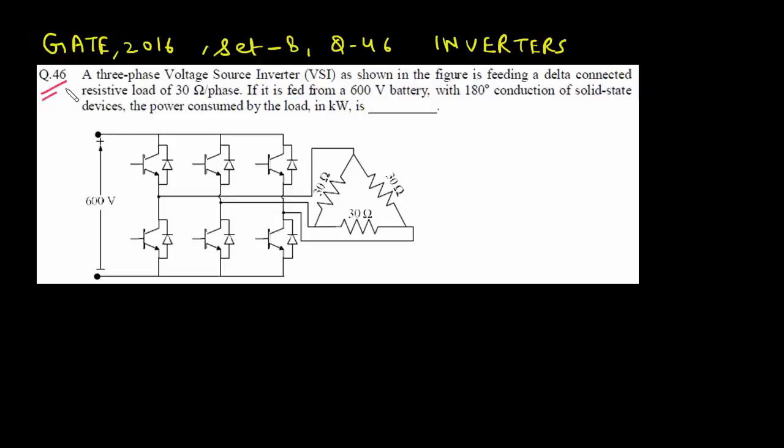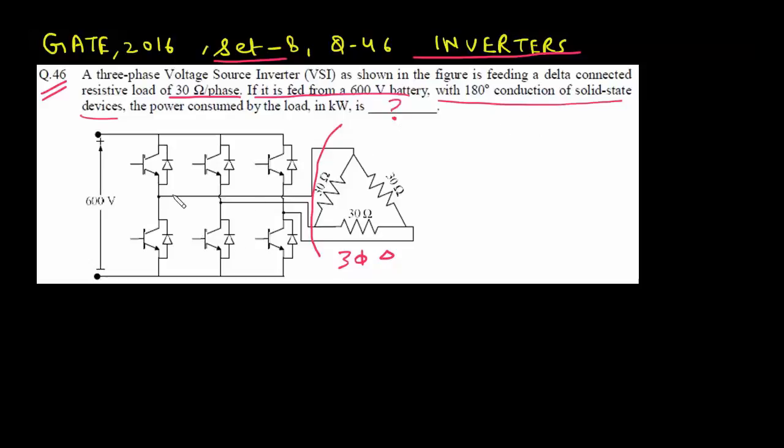This is question number 46. This question came in GATE 2016, set number 8, and it is related to inverter circuit. We have a three-phase voltage source inverter as shown in the figure feeding a delta connected resistive load of 30 ohm per phase. If it is fed from 600 volt battery with 180-degree conduction of solid state devices, find the power consumed by the load in kilowatts. So we have to find what is the power consumed by this three-phase delta connected load during 180-degree conduction of voltage source inverter.